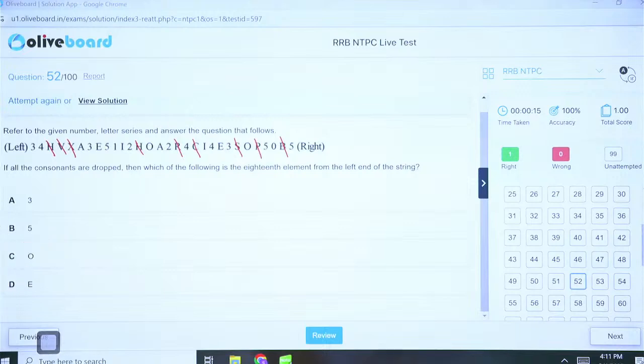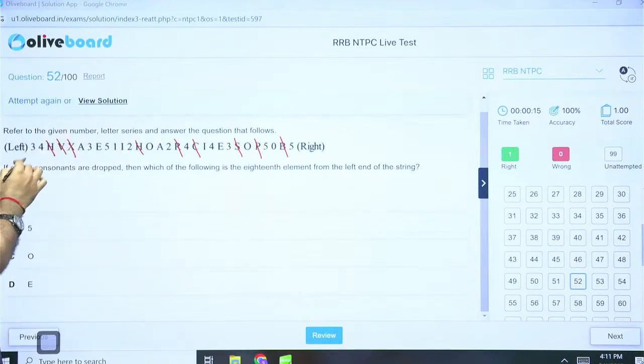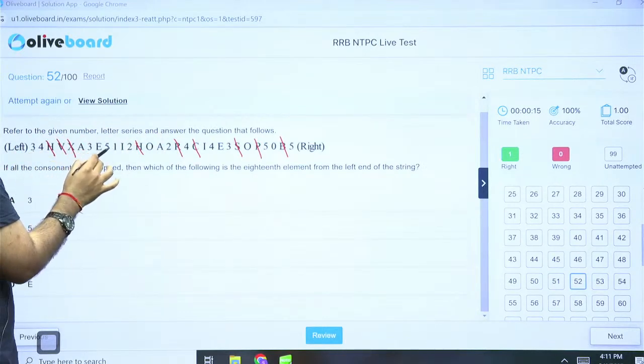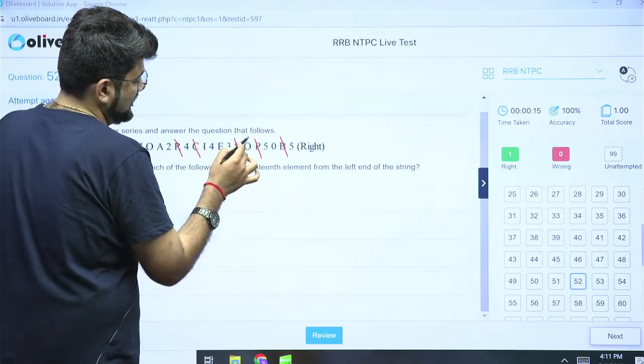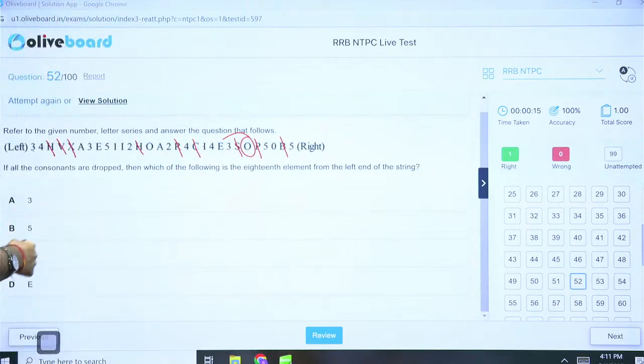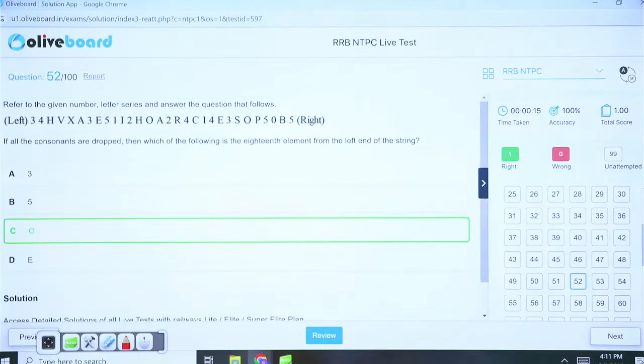Alright. Now, which is the 18th element from the left end of the string? You'll have to count that. There's no other option. Or you could have counted everything and gone from the right end also, not a problem. So 1, 2, 3, 4, 5, 6, 7, 8, 9, 10, 11, 12, 13, 14, 15, 16, 17, 18. We have O as the correct answer, option C. You can do it as quick as possible. Don't waste your time unnecessarily.